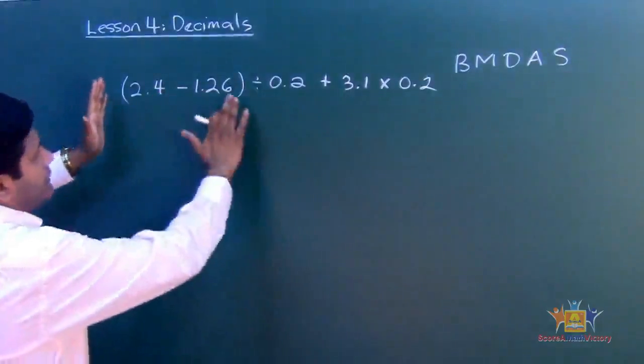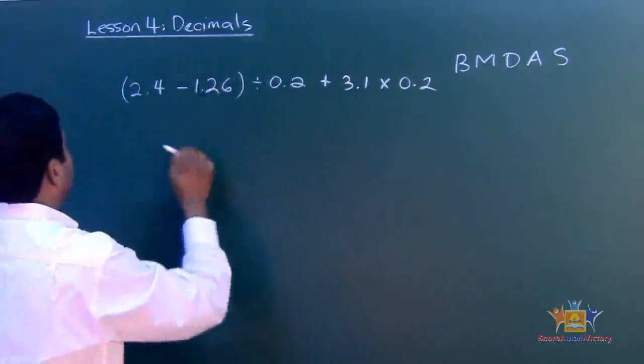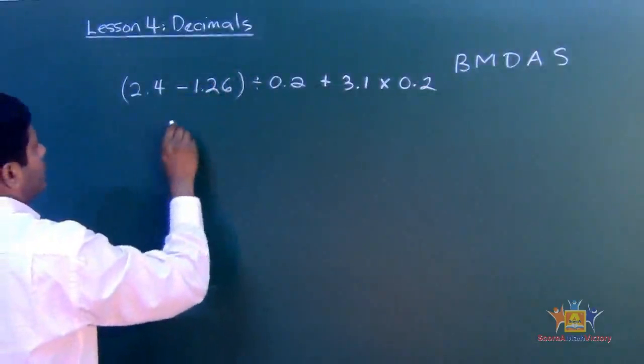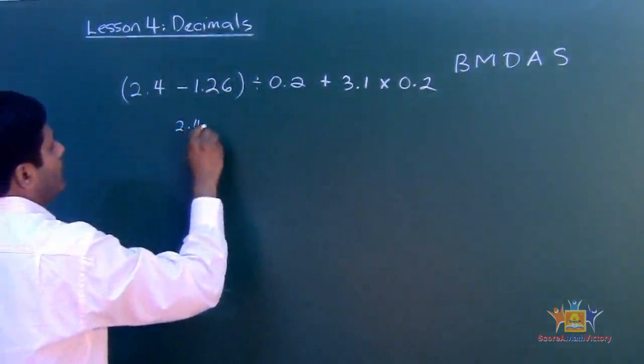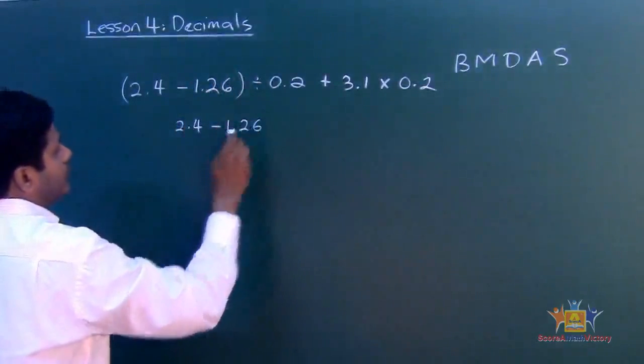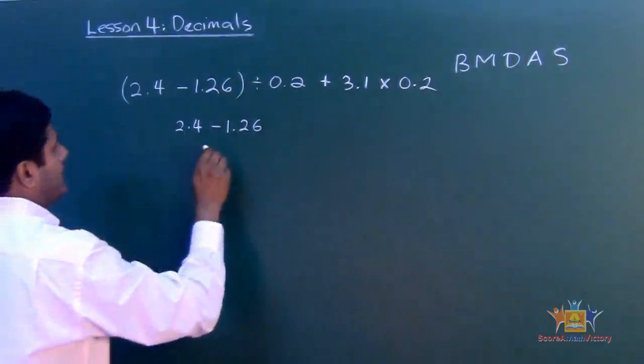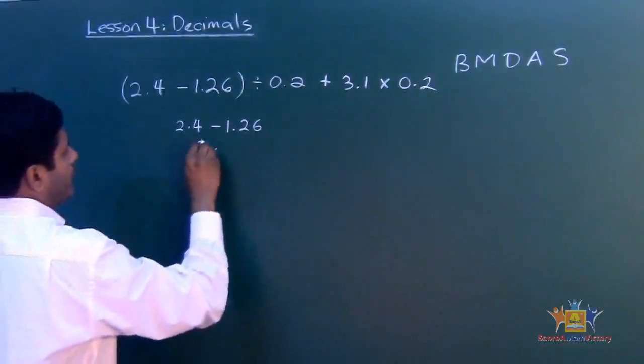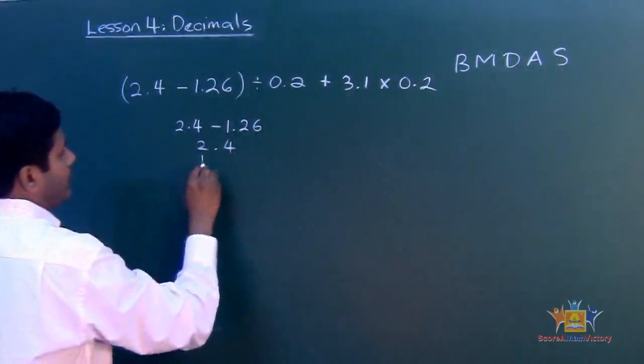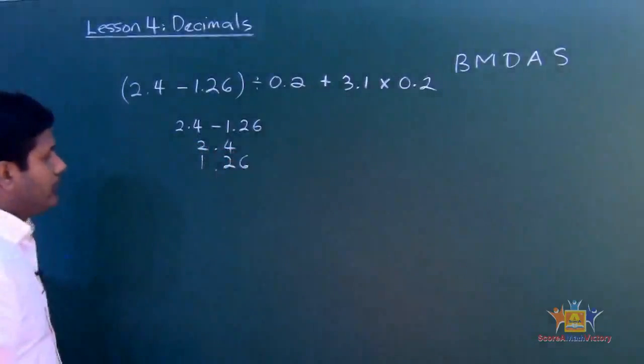Let's not worry about the others first. Let's go ahead and finish this first. Okay, so we're going to subtract. We've got 2.4 minus 1.26. We're going to grab them by the decimal and line them up. Lining them up is very important. Alright, okay, so now look at that.